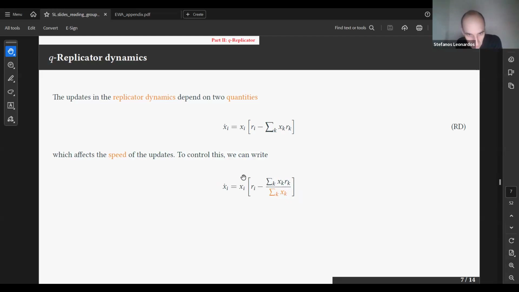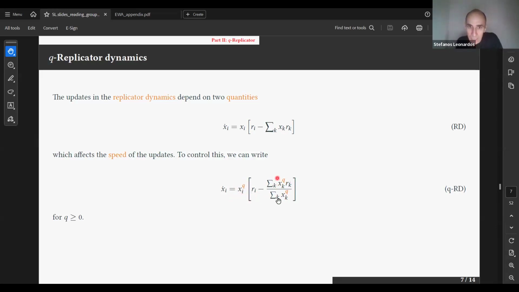That's it. And now the way that we can control the speed is by raising all the probabilities to the power q, where q is a positive parameter, no negative parameter. It can be 0 or positive. So now we have this xi to the power q, and what we have here is just a weight of the reward. So it's a weighted average. We have a different weighted average of the reward.